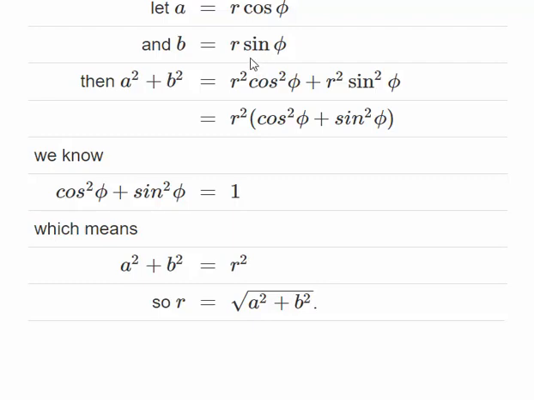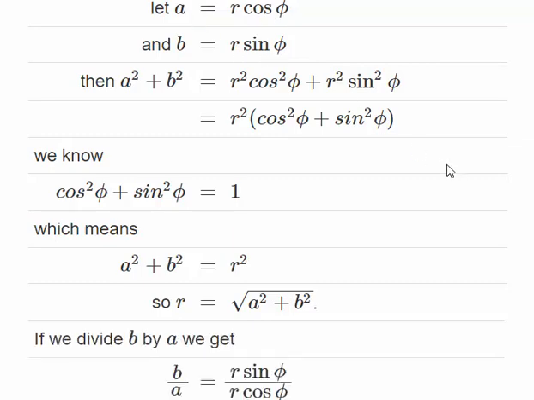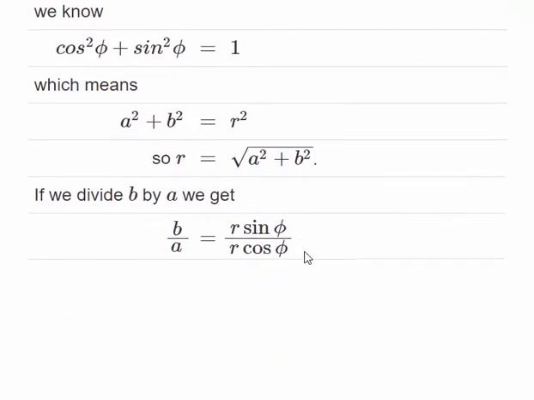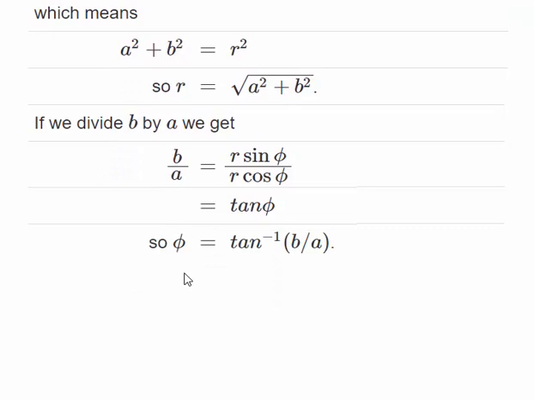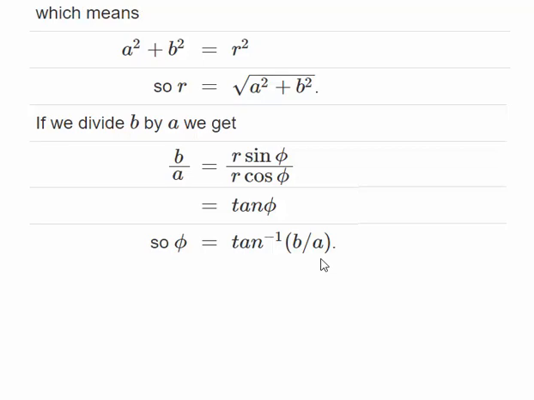Now if we look at these terms here, we've got sin φ and cos φ. So if we divide b by a, we're going to get r sin φ over r cos φ. The r's will cancel, and sine over cosine is tangent, which means that b over a is equal to tan φ. So therefore we can take the arctangent of both sides, so φ is equal to arctan of b over a.